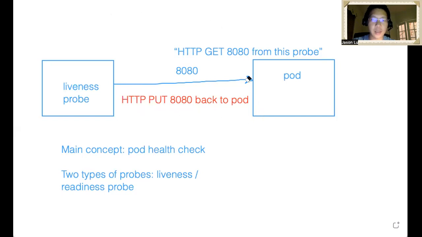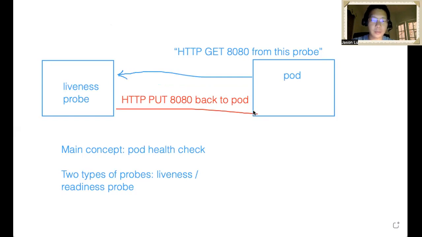I actually messed this up, sorry. So this should not be here. This should instead go this way from pod to the probe, and then the other way around from the probe to the pod. And there you go. That's your basic understanding of a liveness probe.